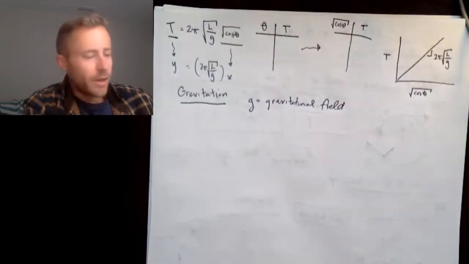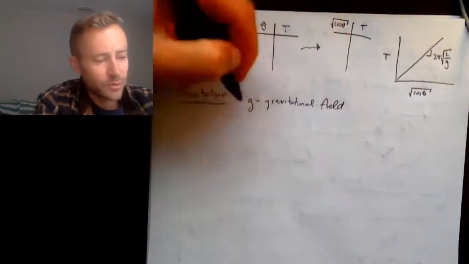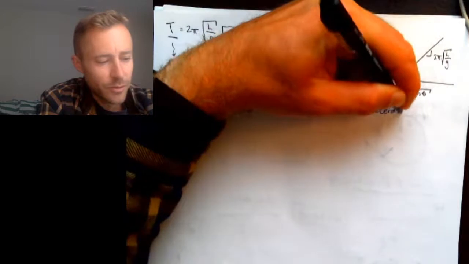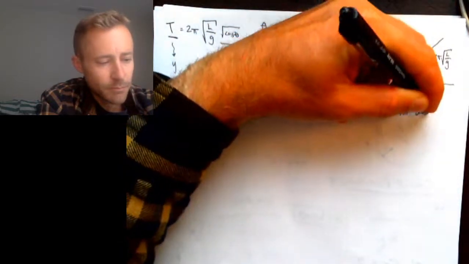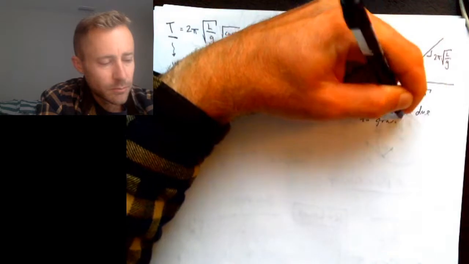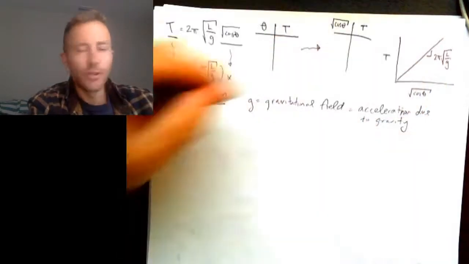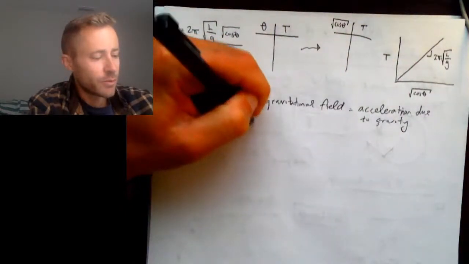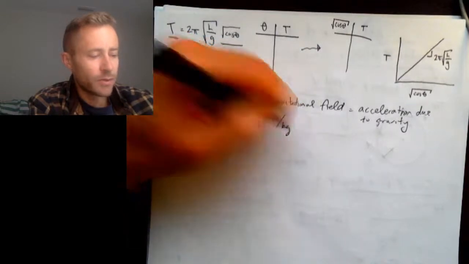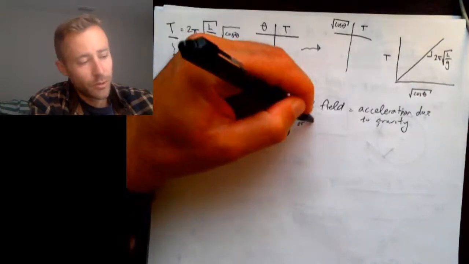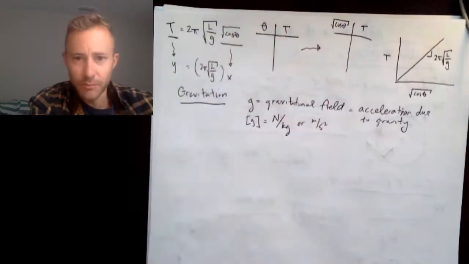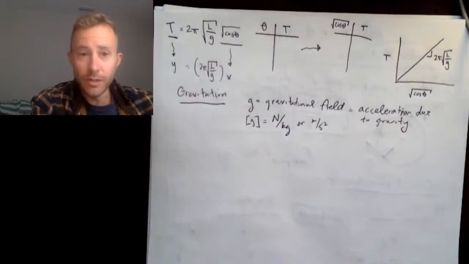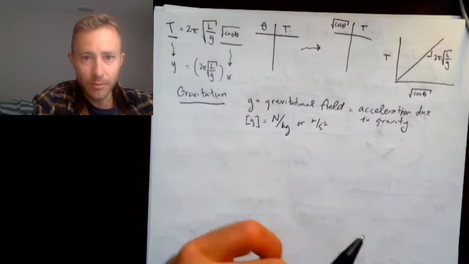All right. And the gravitational field is denoted by little g. And basically what it is, it's the acceleration due to gravity. The units of gravitational field are newtons per kilogram. Or you could use meters per second squared because it's an acceleration. Obviously, the gravitational field near the surface of the Earth is 9.8 newtons per kilogram.